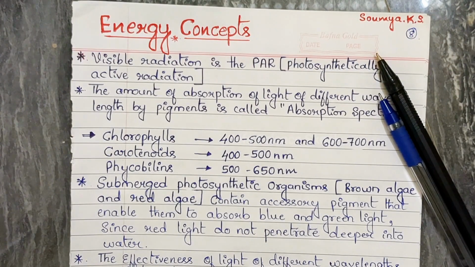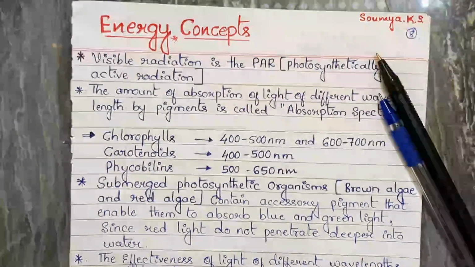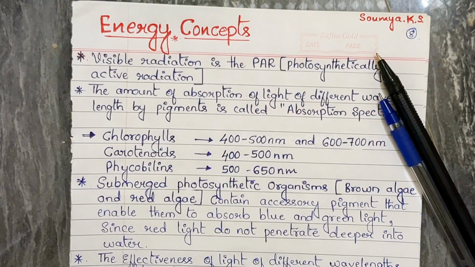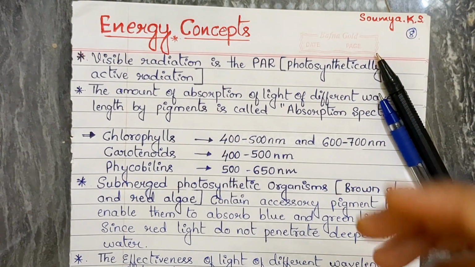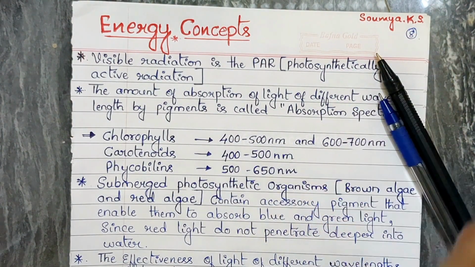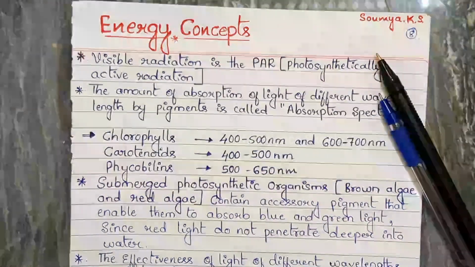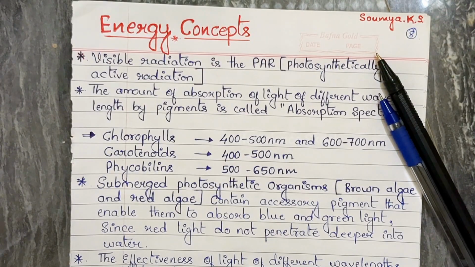And in the previous video we also discussed photoinhibition. It is the inhibition of photosynthesis by excessive light, meaning high light intensity, which results in the reduction of plant growth and development. And we also discussed the points on carotenoids and phycobilins. Now we will move on to the energy concept.